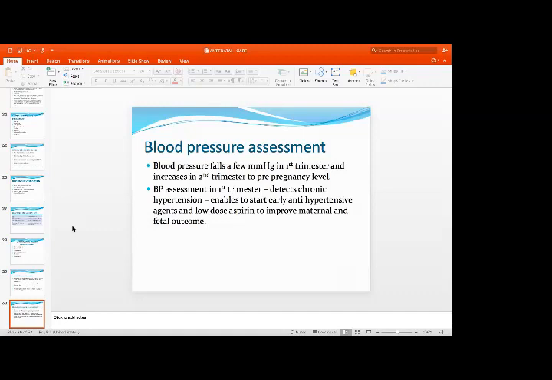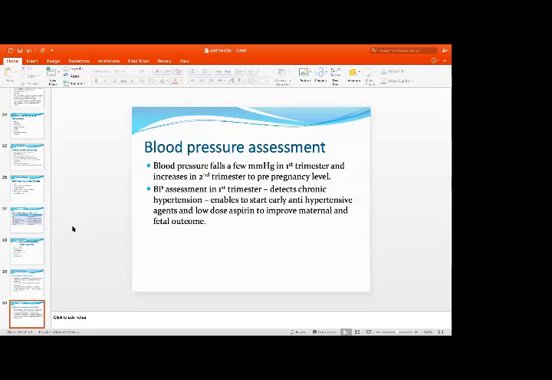So this will enable us to start antihypertensive treatment, and we will also start low dose aspirin to improve the maternal and fetal outcome. If we do not check blood pressure and she had chronic hypertension, then we will not know, and we will not start the treatment and we will not give her low dose aspirin.